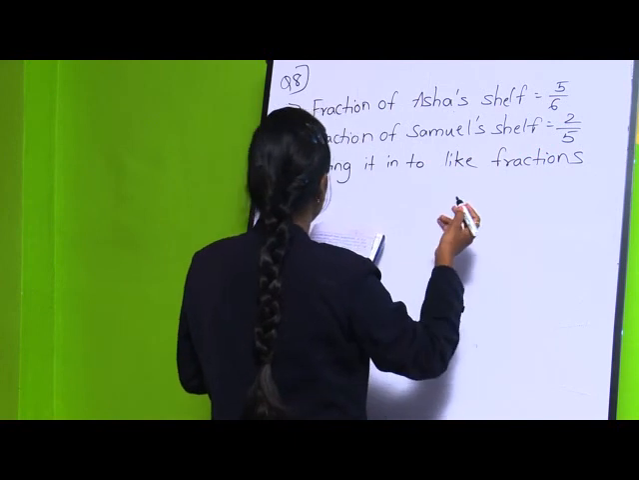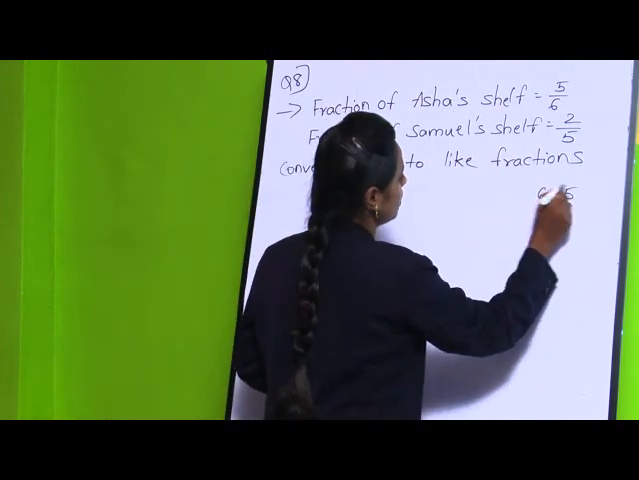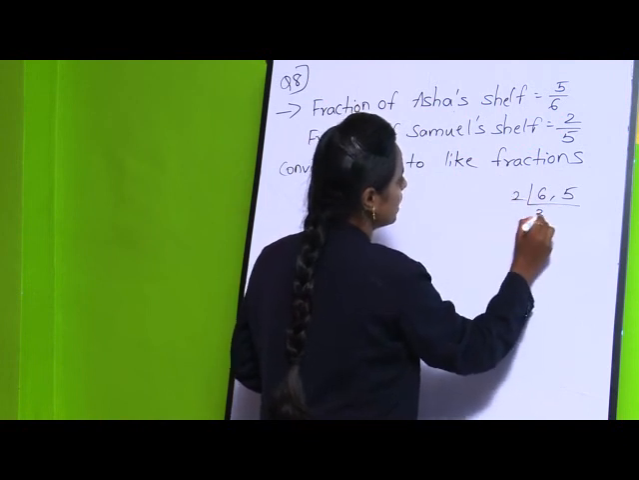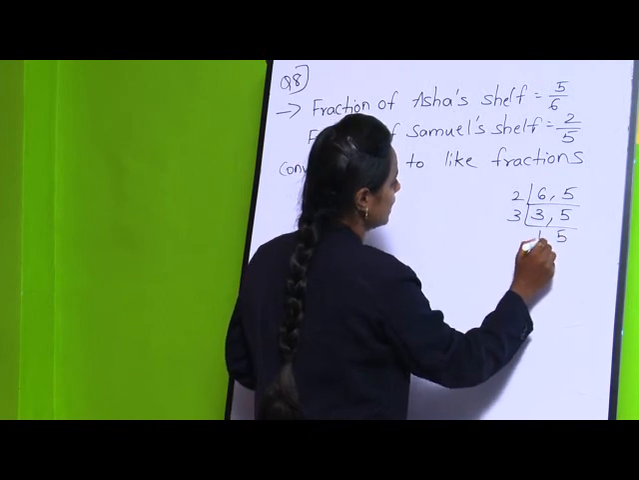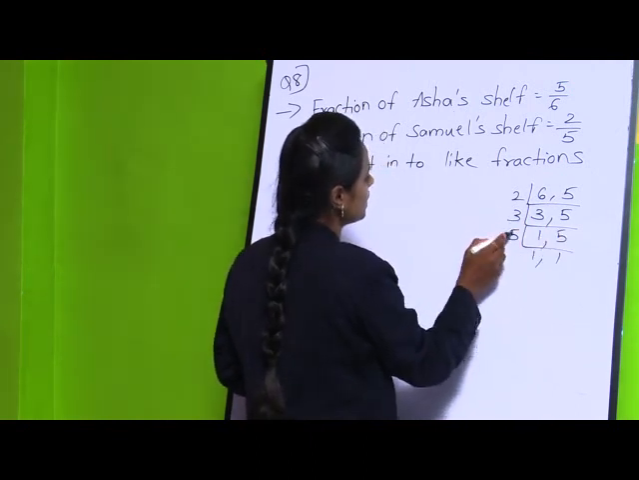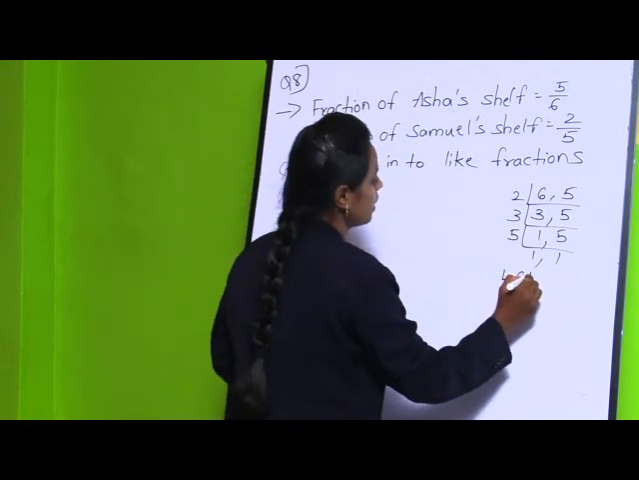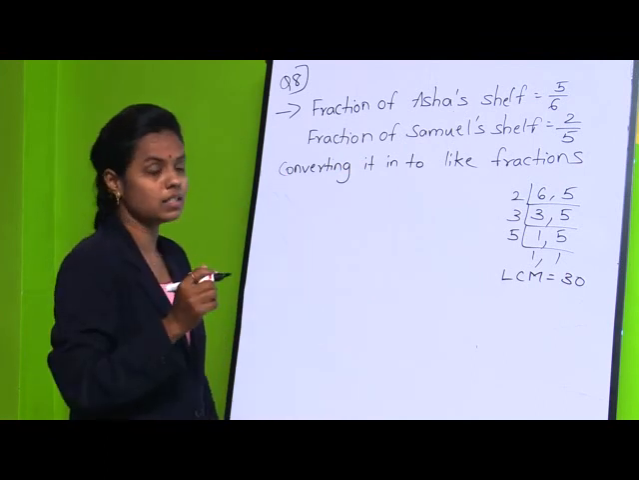So we have to find the LCM here. So 2 3s are 6, 5 as it is, 3 1s are 3, 5 as it is, and then 5 1s are 5. So we have 2 3s are 6, 6 5s are 30. LCM is equal to 30. Okay, we have the LCM as 30.